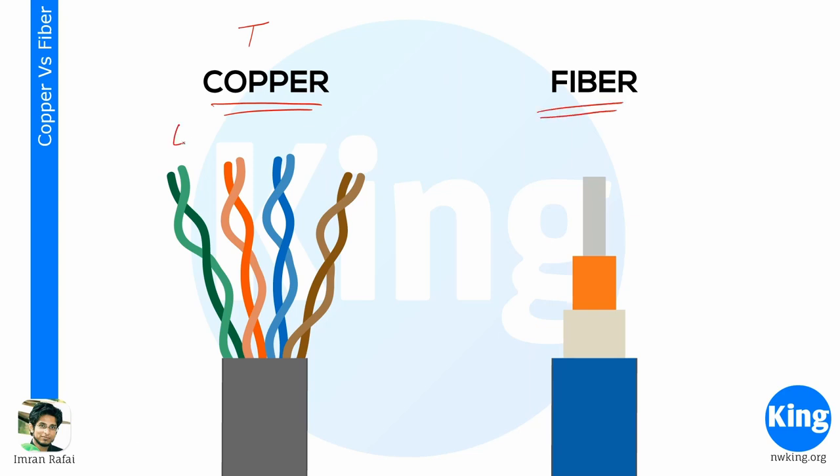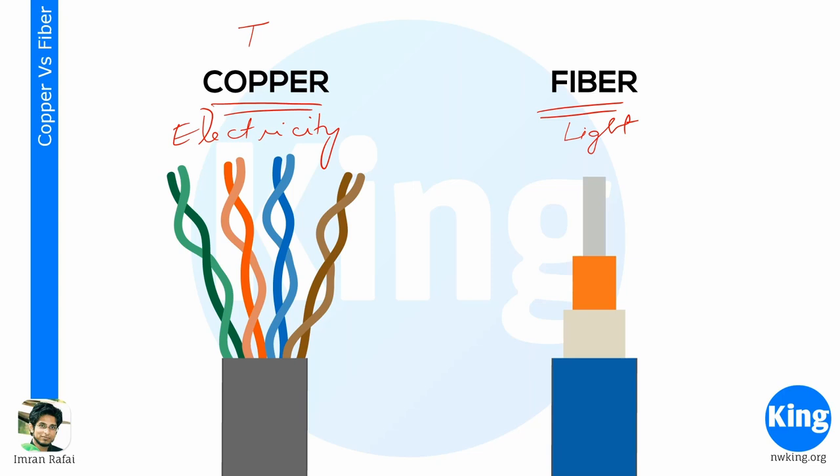Copper cable works on electricity, so that's something that, throughout this series, we always spoke about Ethernet running on copper cable. But Ethernet could also be run on fiber cable, and fiber cable uses light, right? So copper cable uses electricity, fiber cable uses light.